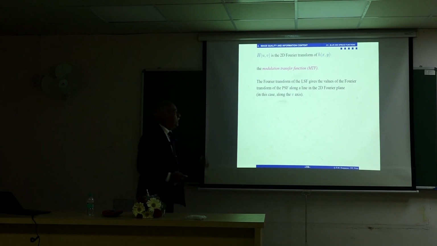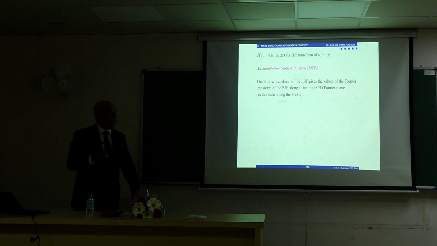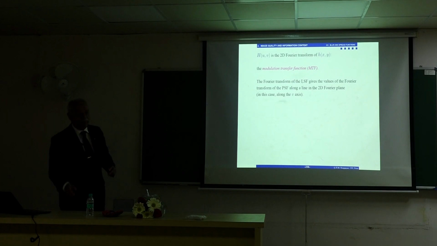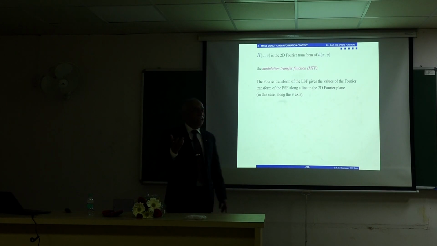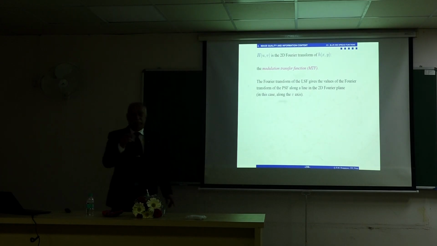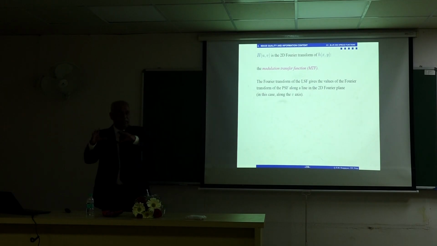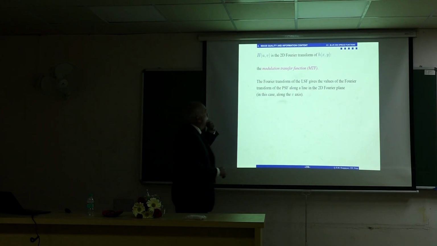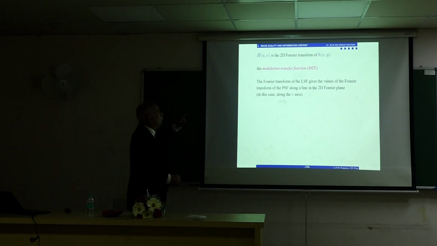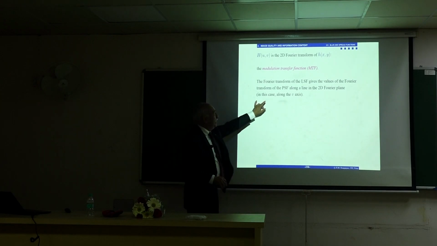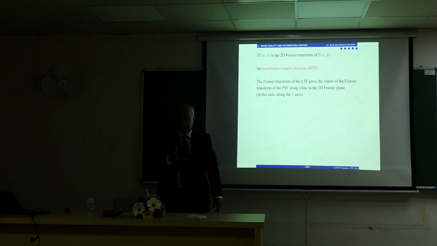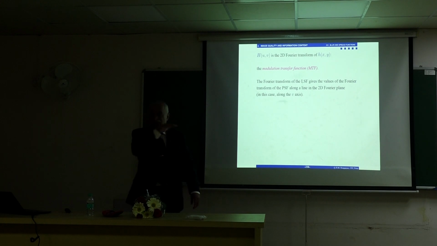So H(u,v) is the two-dimensional Fourier transform of h(x,y), which is known as the modulation transfer function. Some authors call it modulating transfer function, but the correct terminology is modulation transfer function because the input is modulated by this in the frequency domain. So the Fourier transform of the line spread function gives the values of the Fourier transform of the point spread function along a line in the 2D Fourier plane, in this case along the v, the vertical axis, because the line was in the horizontal axis in the input.